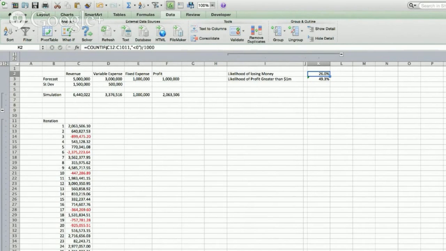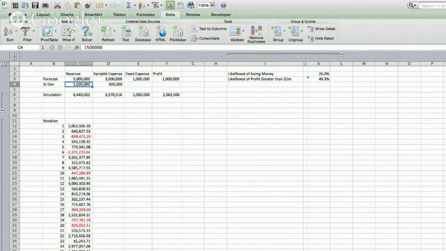And this is by using count if functions, grabbing my range here, and figuring out how many of those are less than a zero divided by my 1,000 iterations, so you have your percentages, and your likelihood of being greater than a million. So basically, this decision, even though it says on paper in a forecast that you're going to make $1 million, realize in this decision, you have a 26% likelihood of losing money. And you have to figure out if that risk is worth it.